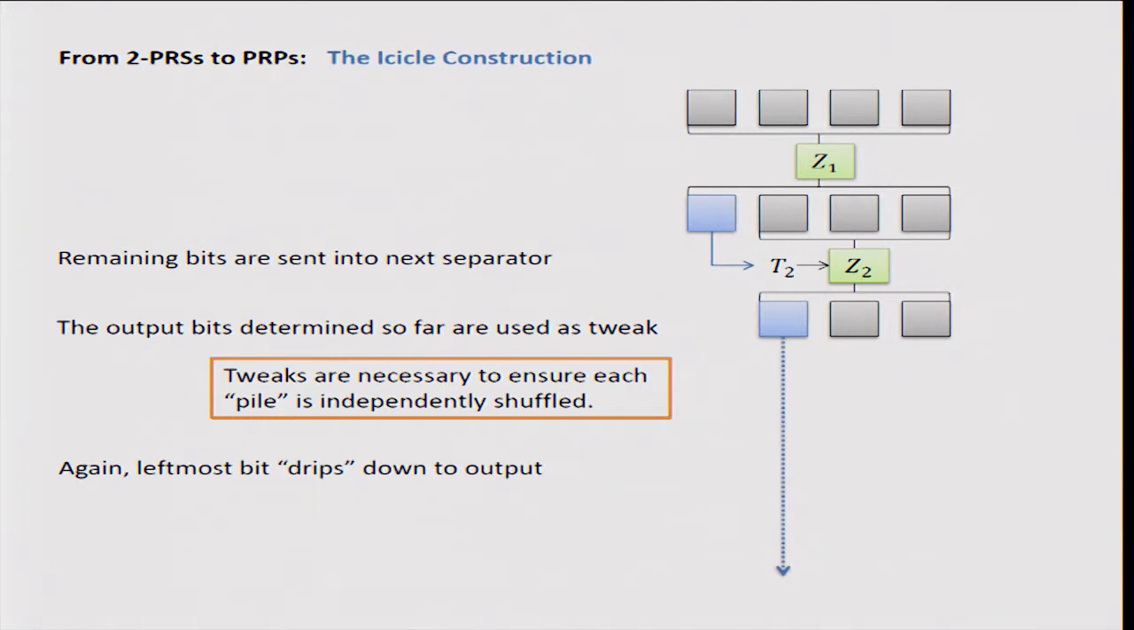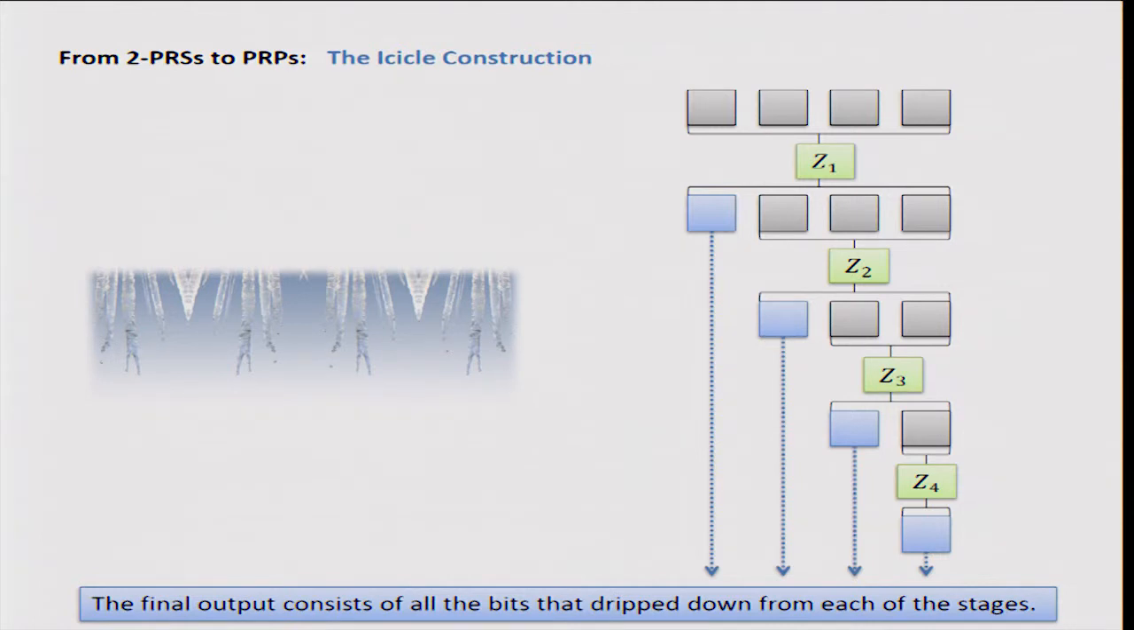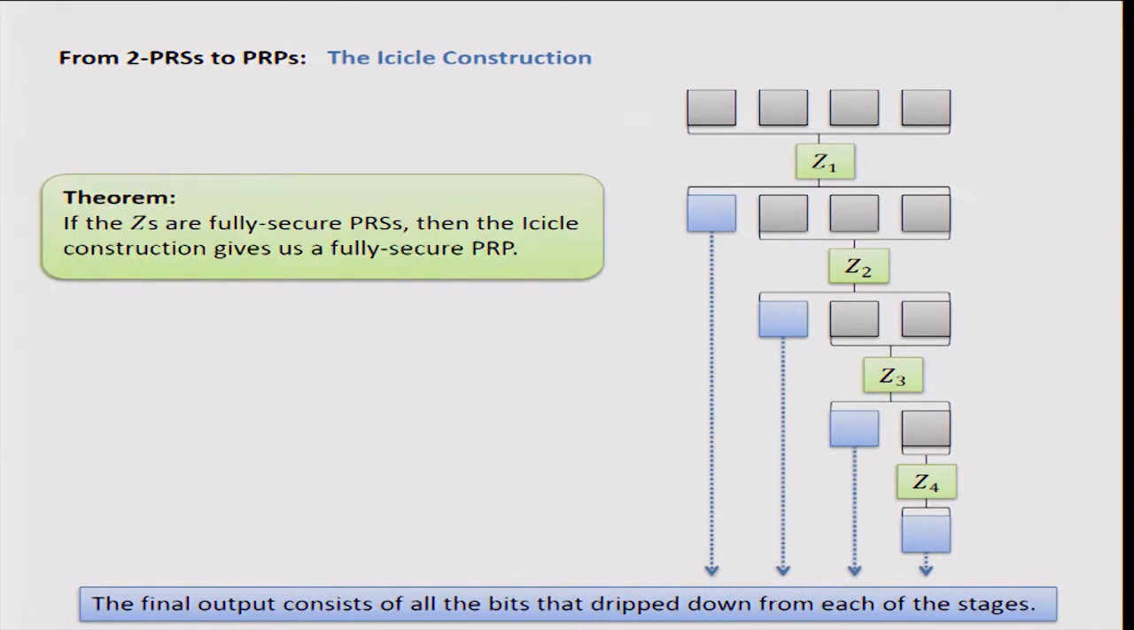Again, the leftmost bit drips down to the output. We continue in this same fashion, using the output bits as tweaks and the other bits as input into these permutations, until finally we just have 1 bit left at the end. That becomes part of the output, and all these bits that have dripped down now make up this output. Tom thought this looked like an icicle, so that's why we called this the Icicle construction. It resembles a roof with some icicles coming down. Now, the key security theorem here is that if these Z's are fully secure pseudorandom separators, then this entire Icicle construction gives us a fully secure PRP.